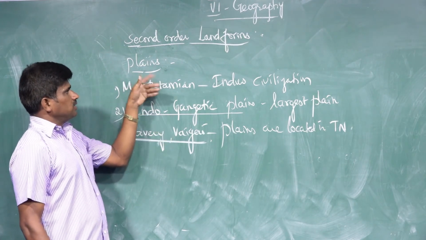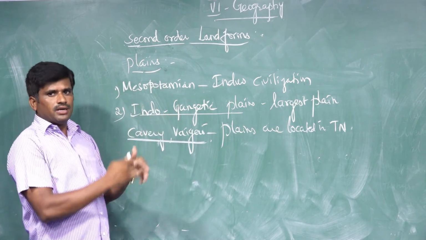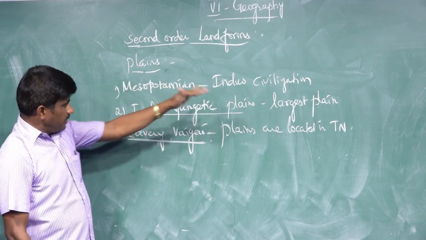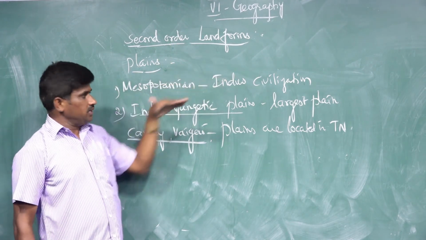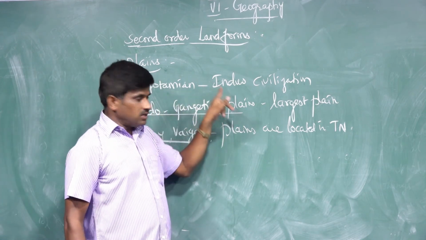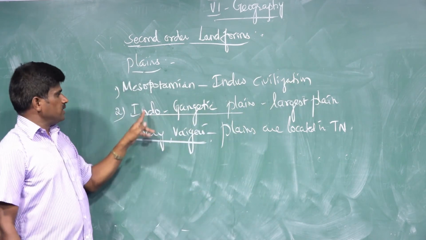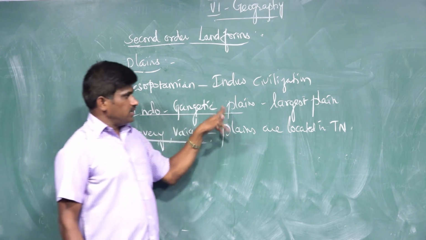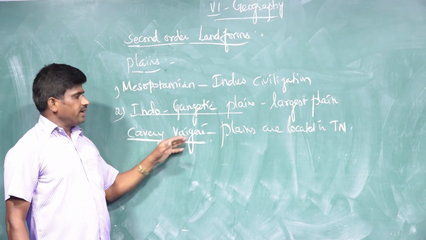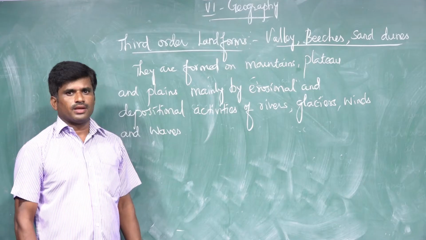The plain is the land less than 200 meters from sea level, and that is called a plain. In plain areas, civilizations developed. The important civilizations are the Mesopotamian civilization and the Indus civilization. These two civilizations developed in river plains. The Indo-Gangetic plain is one of the largest plains in the world. Next, the Kaveri and Vaigai plains are also present in our state, Tamil Nadu.